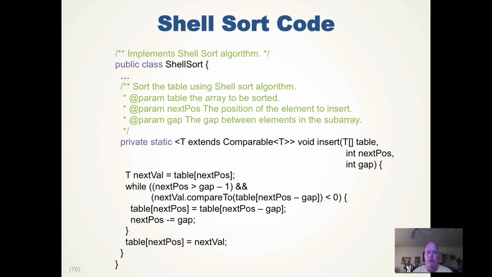So here is the insert method. We take the value at the position, and we do the looping to shift the values over by one to create the space for our insertion. As long as next val is greater than the item to the left of it, we need to do our swap, or we do our shift. At the end, we insert the next val in the correct position. And then that's it. We've done our insertion sort on the subarray.